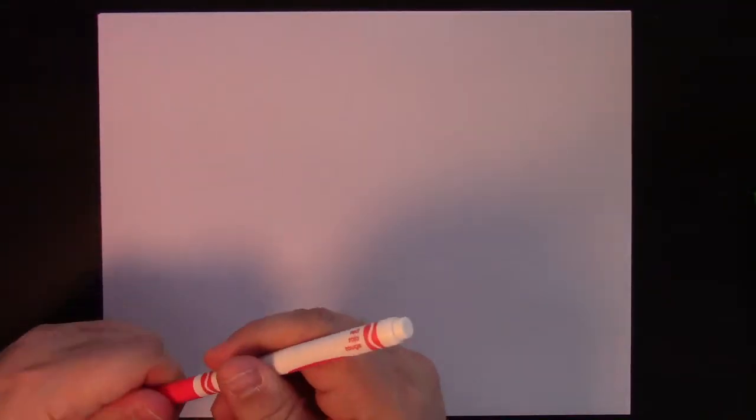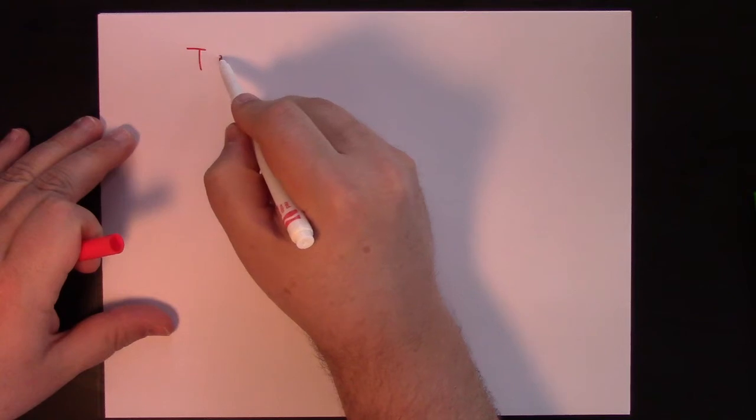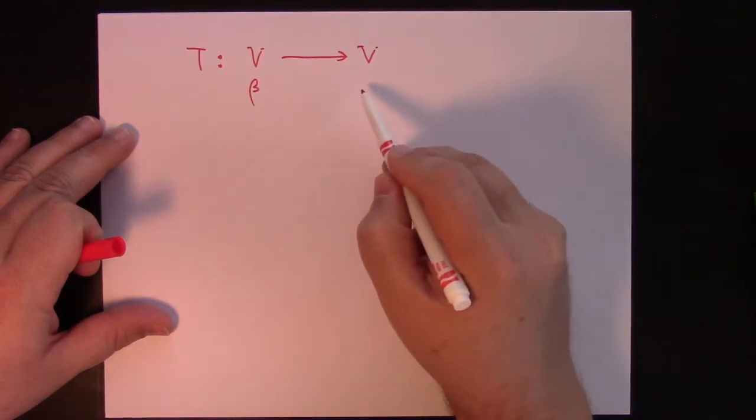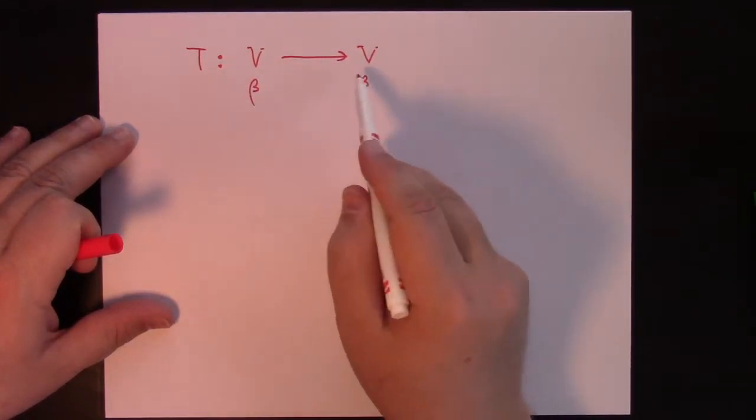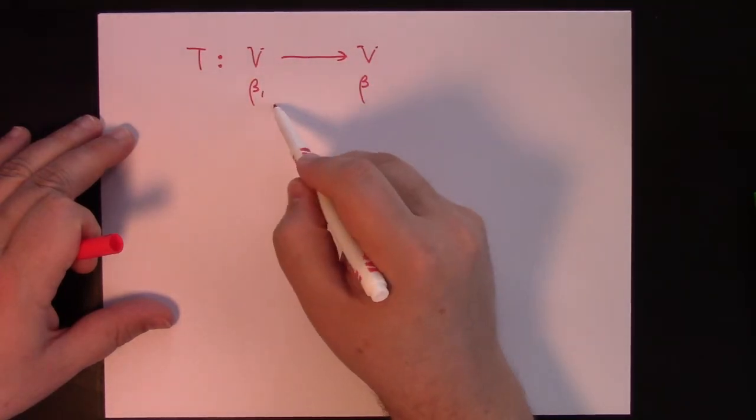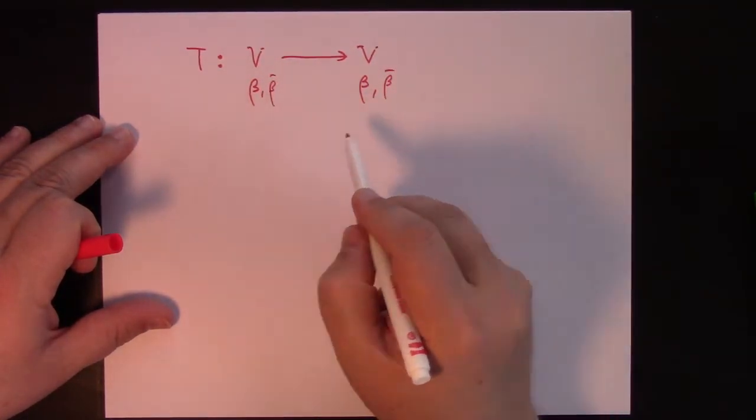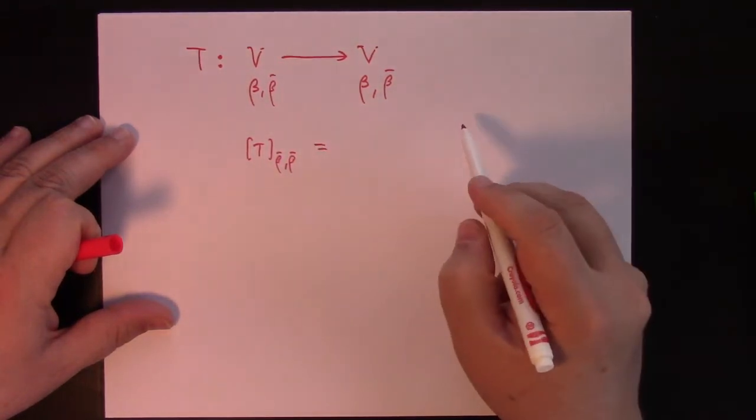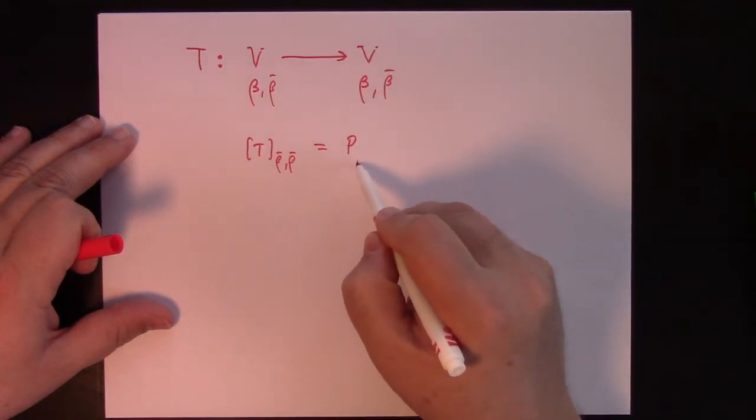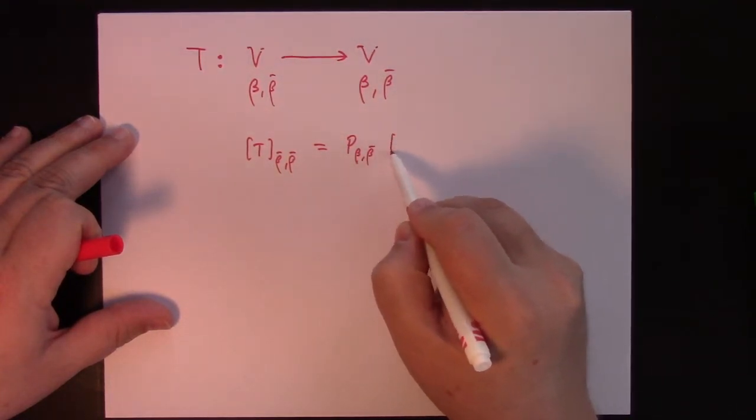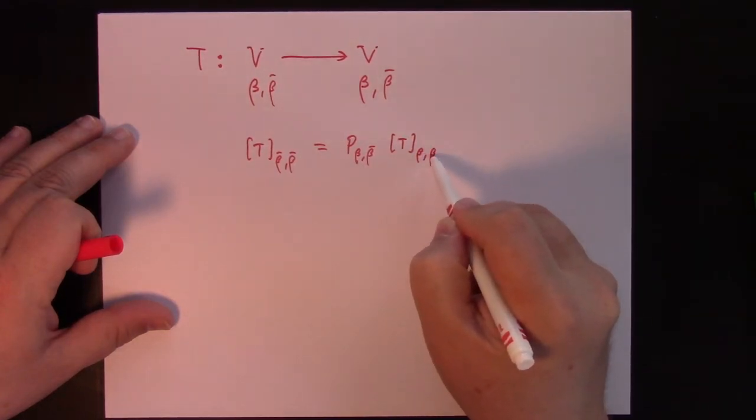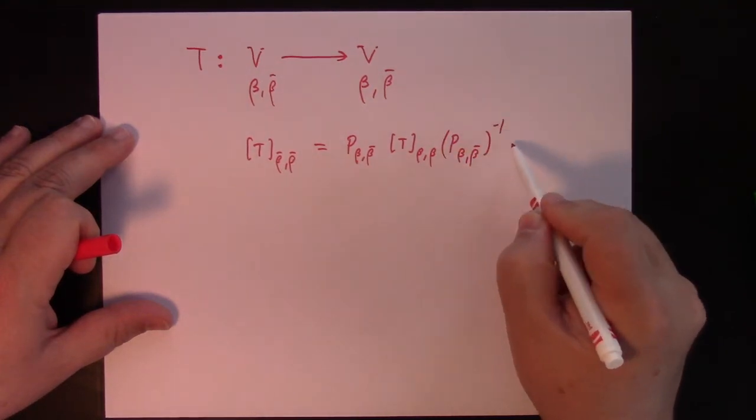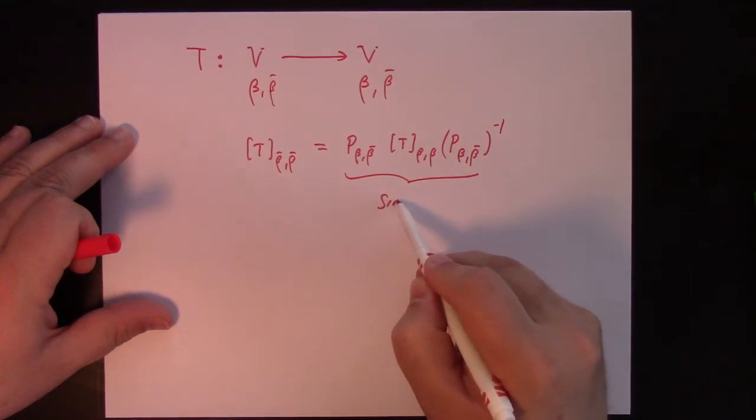And I would just point out that if we have T going from a vector space V to itself, and we use basis beta here and the same basis beta there, in the domain and codomain, so we could study beta bar and beta bar here, then how is the matrix of T with respect to beta bar, beta bar related to the matrix of T with respect to beta, beta? Well, going back to what we did before, it's just this. So you might recognize this. This is a similarity transformation, right?